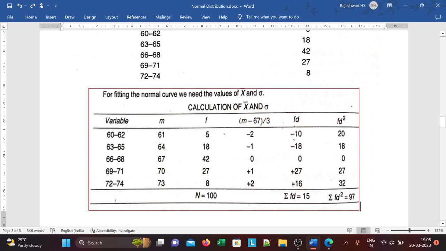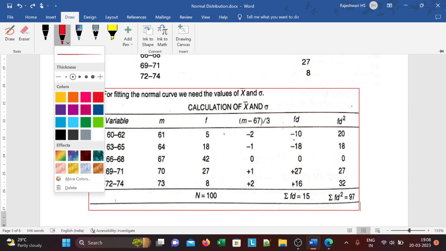Variables, of course, we have taken the middle values. 60 to 62, the middle value is 61, so considered as x. And the f value, the frequency, they have given in the problem, that is copied here. So for the x bar value, I'll consider 67 as the assumed mean.